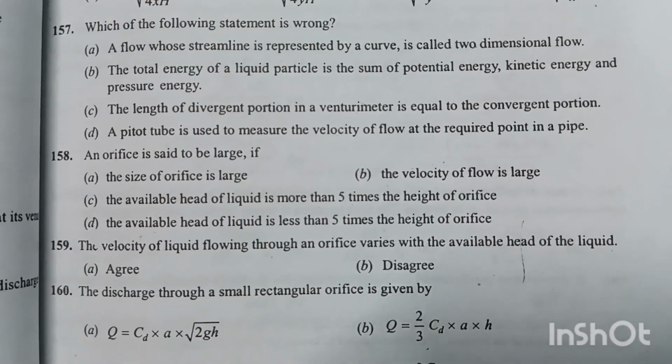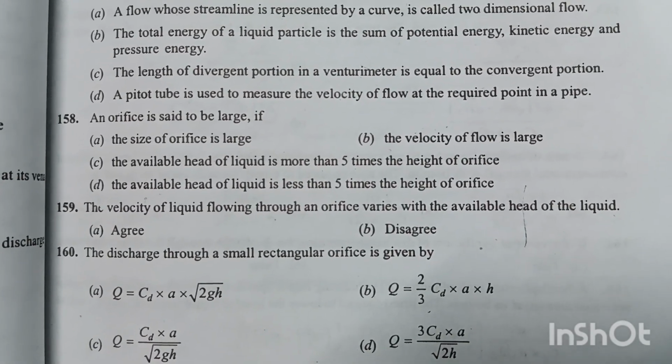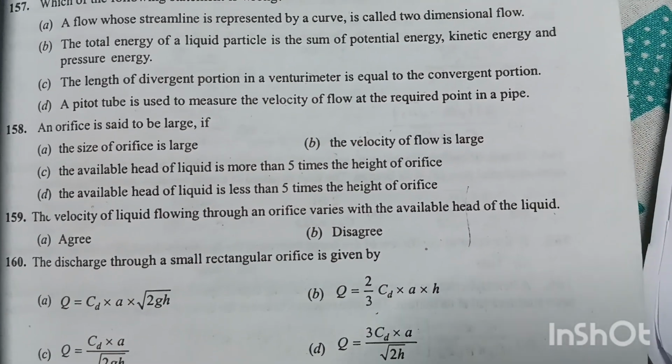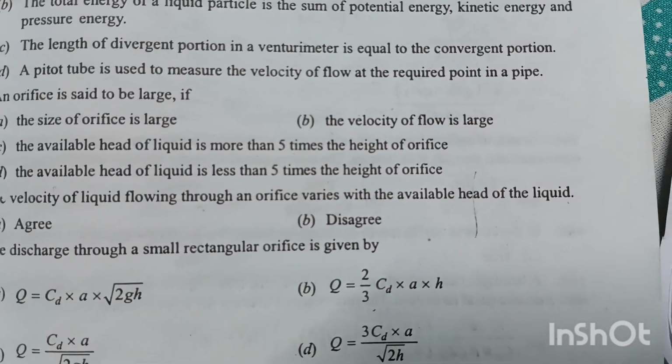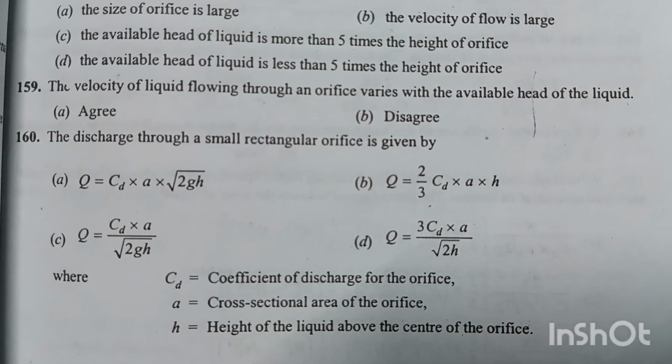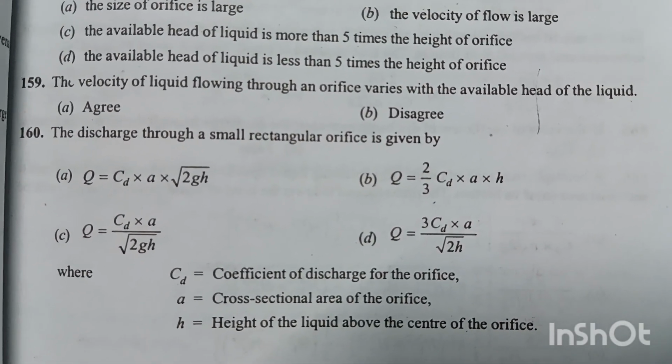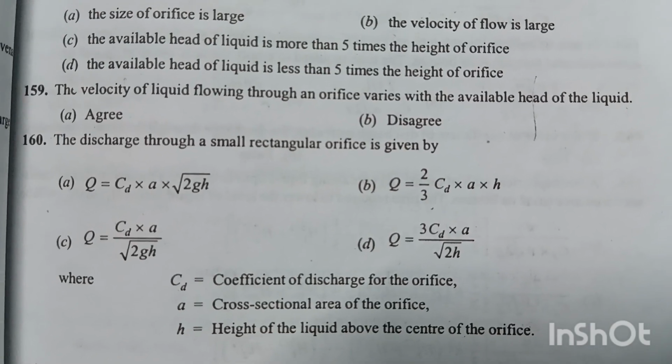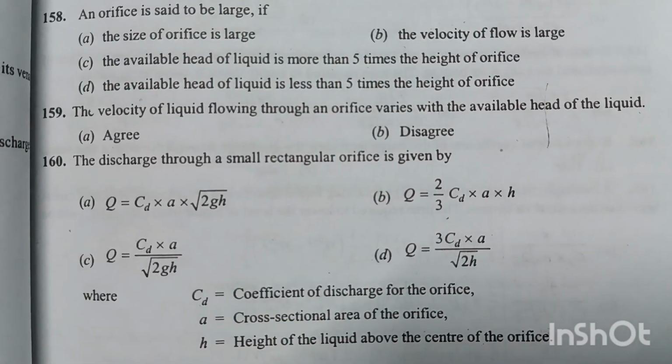Agree. Question number 160. The discharge through a small rectangular orifice is given by. Option A is right answer. Discharge Q equal to Cd into A into root over 2gh, where Cd is the coefficient of discharge for the orifice, A is the cross-sectional area of the orifice, and H is the height of the liquid above the center of the orifice.